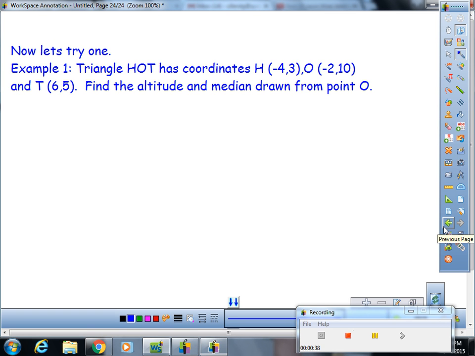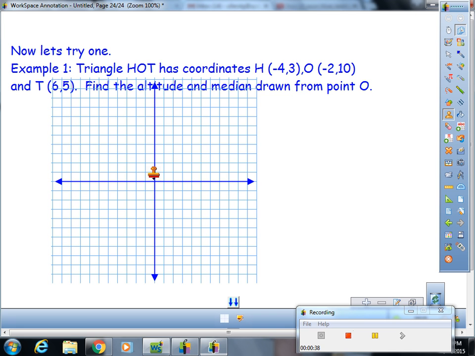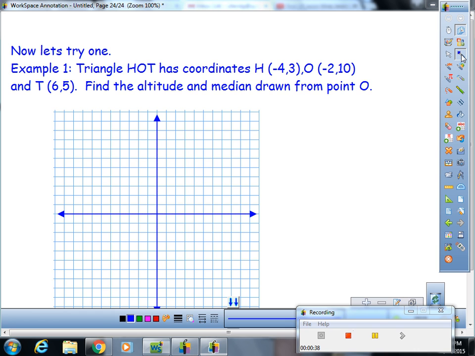Okay, so triangle HOT has coordinates, and they're given to you. They want us to find the altitude and the median. So now you'll see that this is going to start being applied to geometry. So let's graph it. H is left 4, up 3. O is left 2, up 10. And T is right 6, up 5.